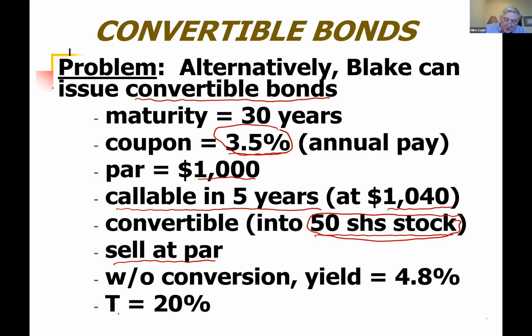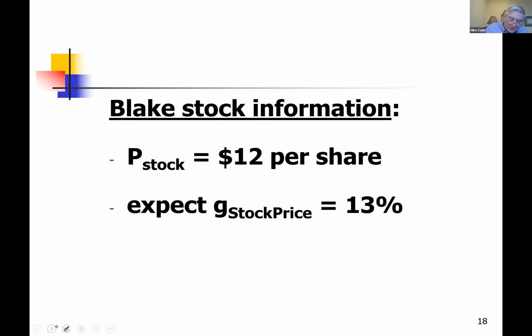Same company, so it's in the same tax bracket, 20%. If they tried to sell these 30-year bonds with a 3.5% coupon rate, they would have to sell to provide a yield of 4.8%, which means they would have to be sold at a discount. Not sure if this is your next slide. Yeah, let's skip this for the moment.